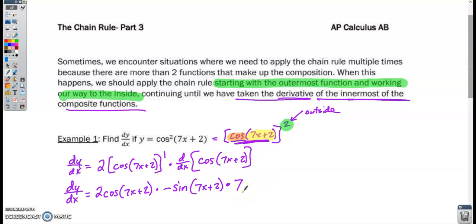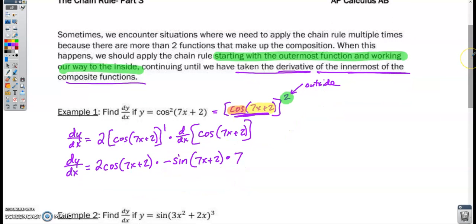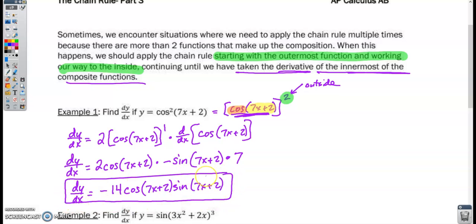And then I'm going to sort this and organize it, and I want to bring my negative sign and all of my constants out to the front and combine them, since this is all a multiplication of all these things. So we end up with negative 14 cosine of the quantity 7x plus 2, sine of the quantity 7x plus 2. And there we are.